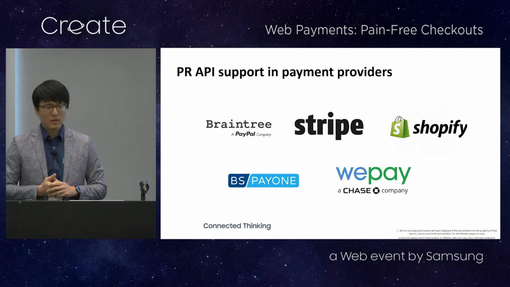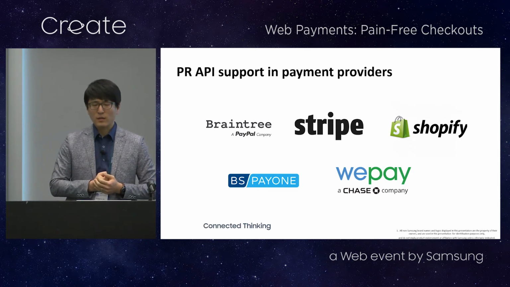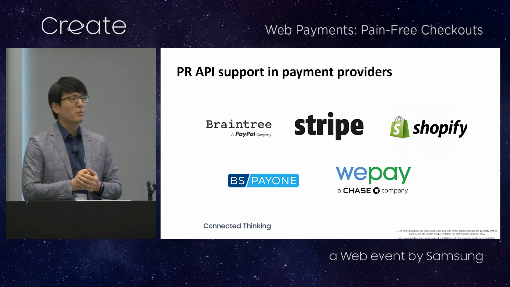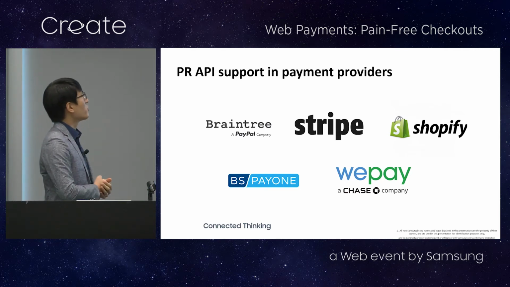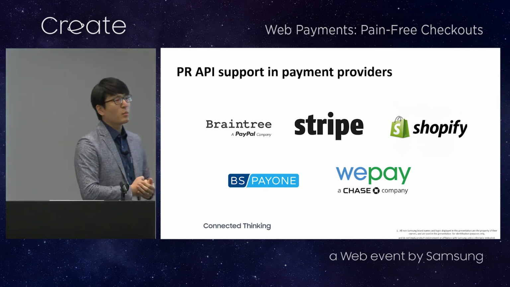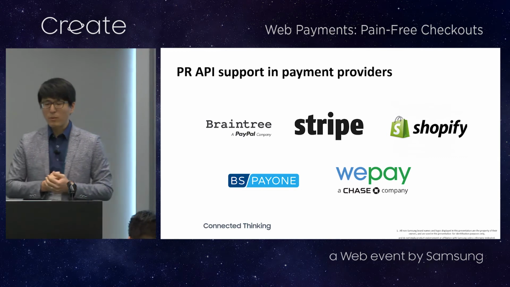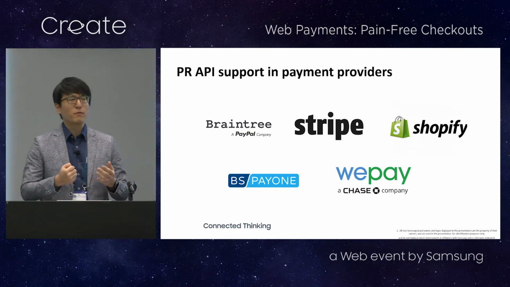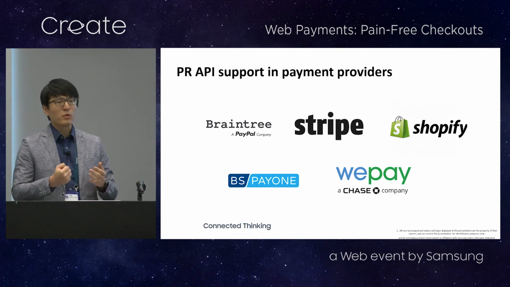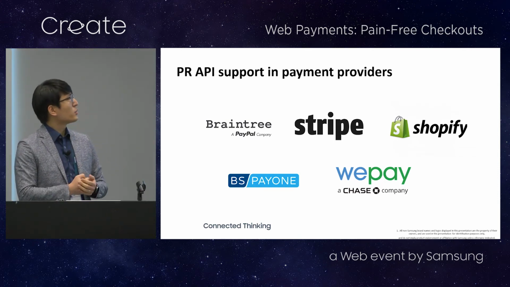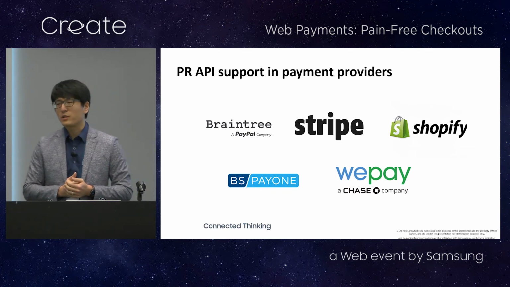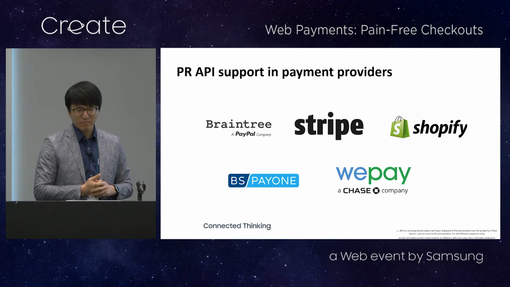Not only browsers, but also the payment providers have started to adopt this API, including Braintree, Stripe, Shopify. Many providers now support this API. So if your web page, your merchant page, uses one of those providers, it's almost ready to use the new API.